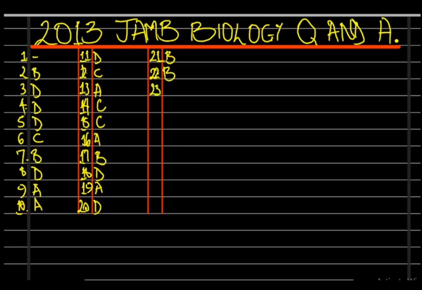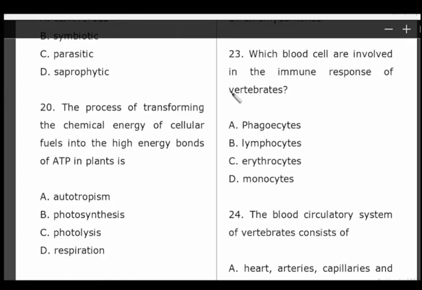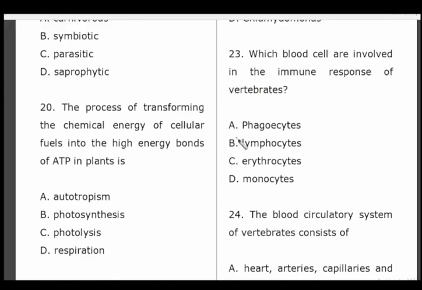So moving to 23 now. Which body cells are involved in the immune response of vertebrates? We have the phagocytes, the lymphocytes, the erythrocytes, and then the monocytes. Which body cells are involved in the immune response of vertebrates?